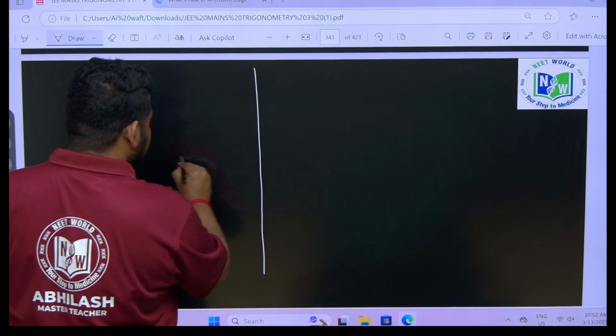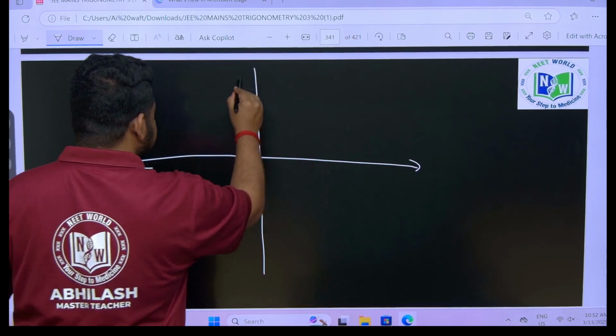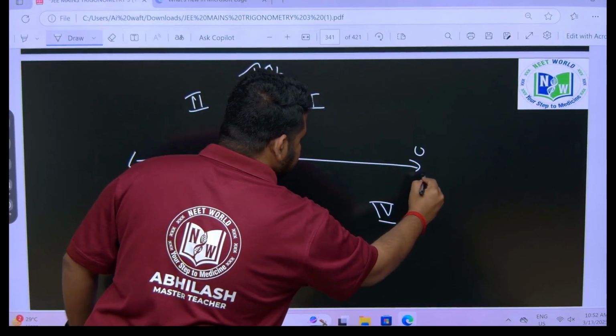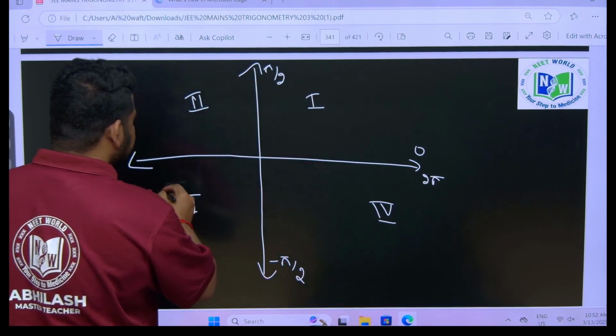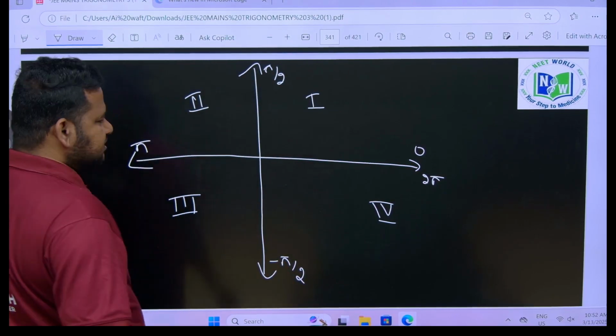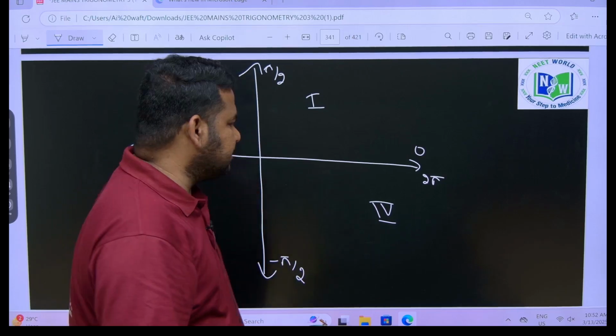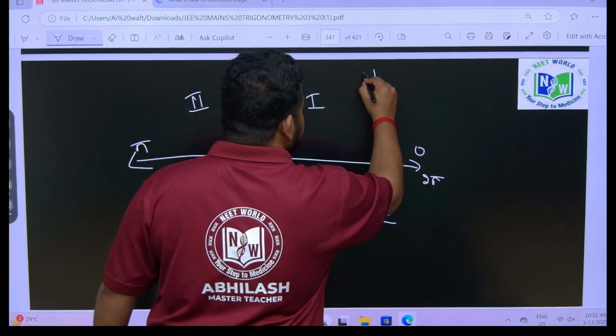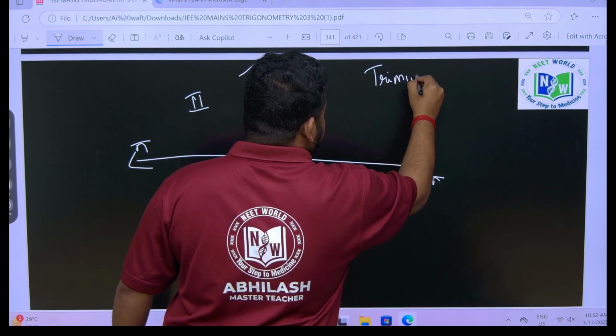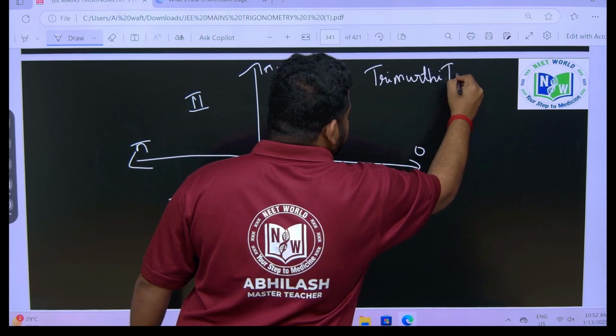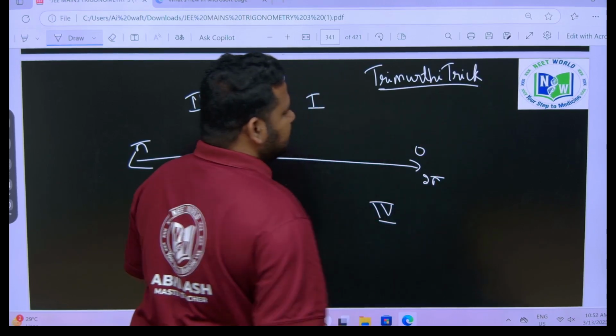Let me draw a coordinate axis, x and y axis. This is the first quadrant, this is the second quadrant, this is the third quadrant, this is the fourth quadrant. This is pi by 2, this is minus pi by 2, this is 0, this is 2 pi, and this is pi. Now, I will talk about the Trimurti trick.